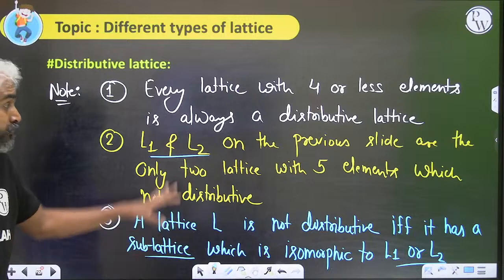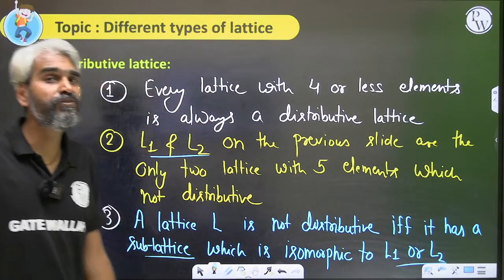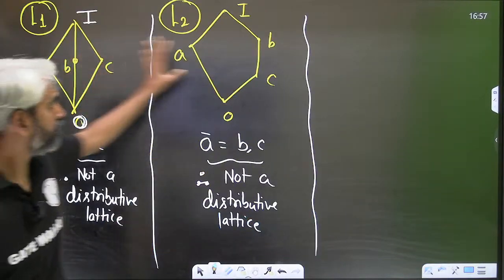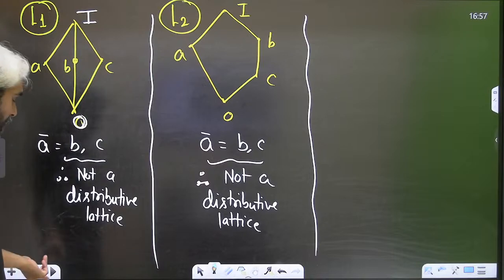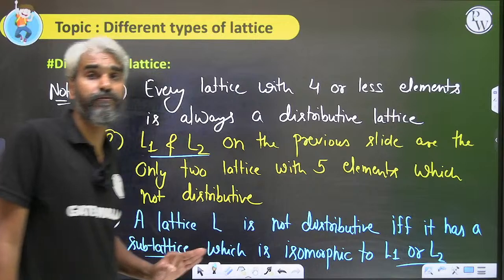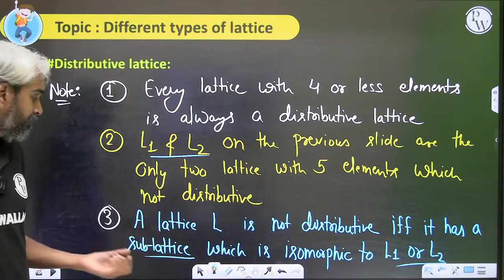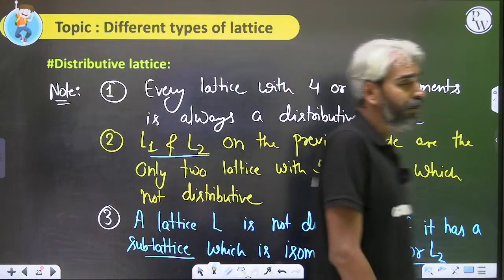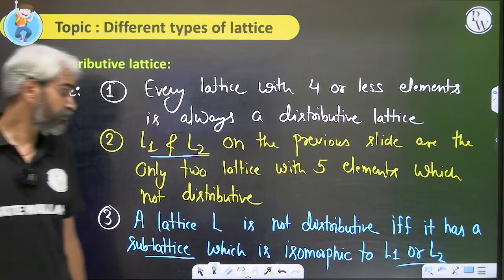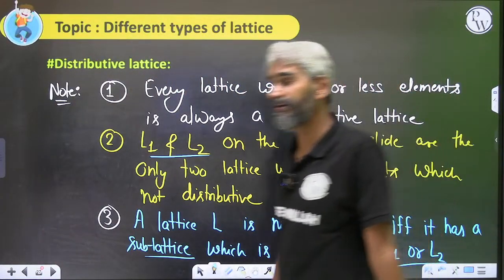So, any lattice with 4 or fewer elements will always be distributive. The only two lattices with 5 elements which are not distributive are L1 and L2, which I have drawn. Apart from that, any lattice L will not be distributive if and only if it has a sublattice isomorphic to L1 or L2. If there is no such sublattice in L, then that lattice will be distributive.